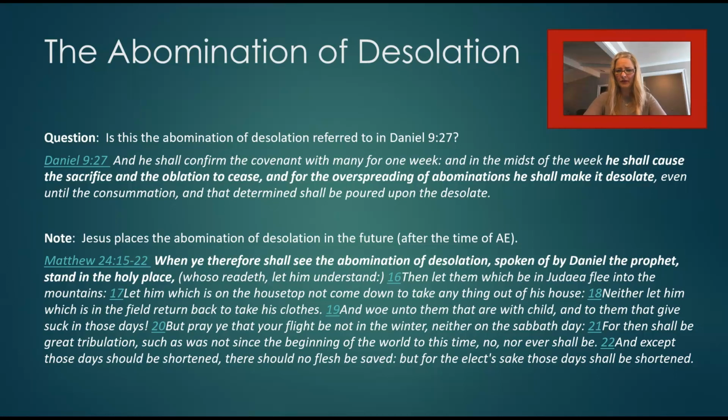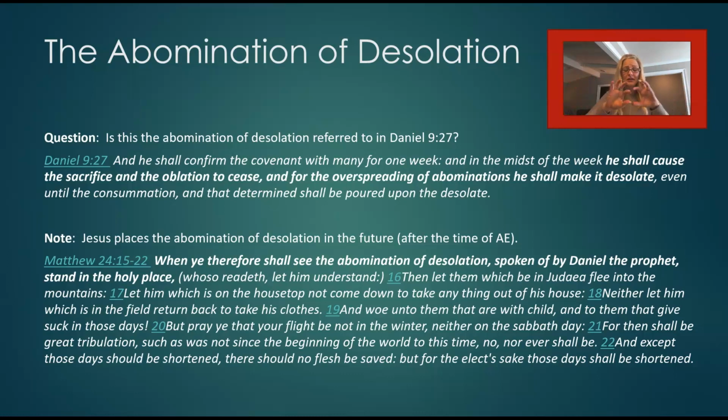So the one who confirms the covenant causes the sacrifice and the oblation to cease. And then there is an overspreading of abominations. Now, if we are applying Daniel 11:31 and the prophecy of the vile person in the abomination of desolation to Antiochus Epiphanes, then it is distinct from what's being described in Daniel 9:27. And the reason for that is because the timeline associated with the 70 weeks overshoots the time of Antiochus Epiphanes.